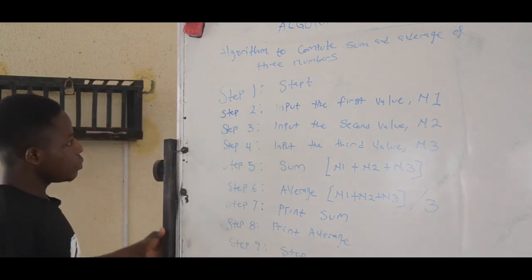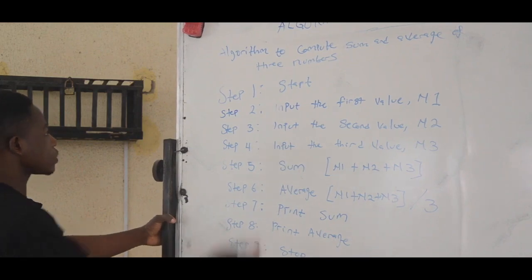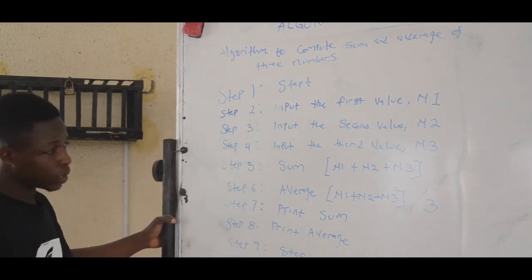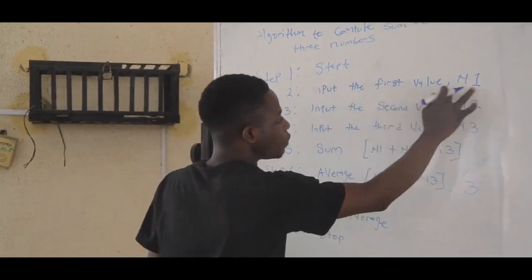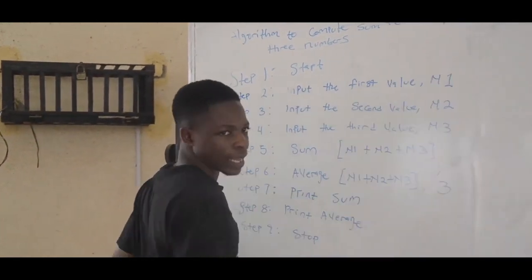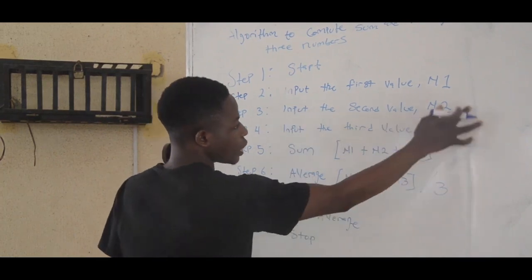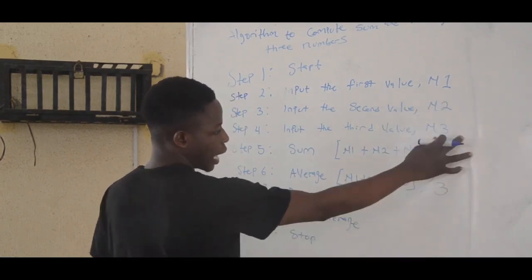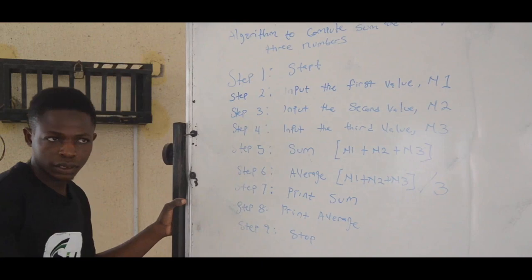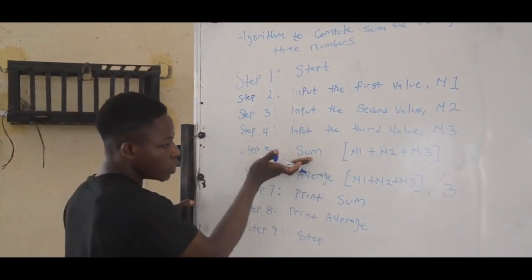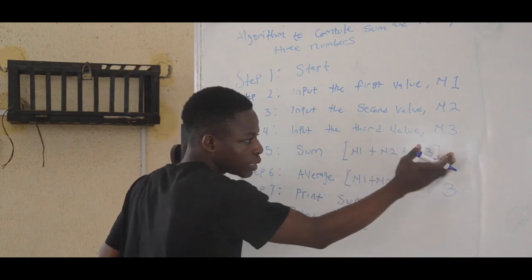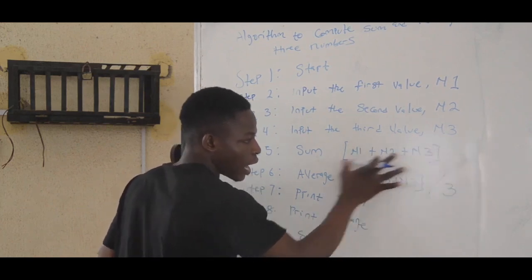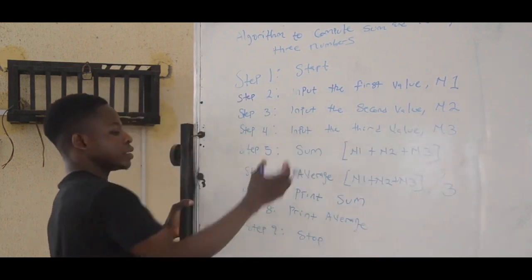So let me explain more. You know how we start. From our step 1, we start. Your step 1 is already start. Moving to step 2, we have the user input the first value, and we return the first value as N1, the second value as N2, and the third value as N3. So we've already accepted the 3 things that we need. Then here we now say sum. Sum is N1 plus N2 plus N3. The addition of these 3 things should be put inside sum.